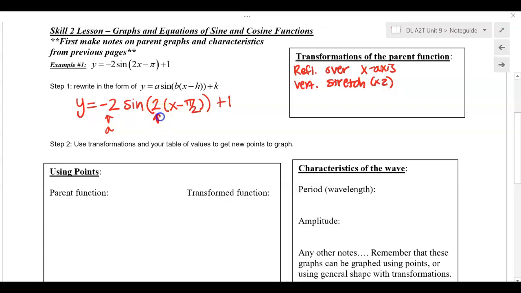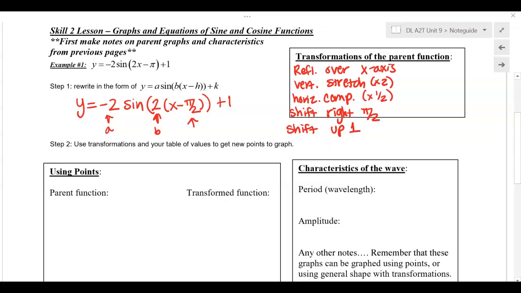The b value of 2 tells me that I have a horizontal, and remember I'm not actually going to use 2, everything's going to get multiplied by 1/2, making them smaller. That means this is actually a horizontal compression by 1/2. My h value is pi over 2, so I'm going to shift right pi over 2. And my k value is 1, so I'm going to shift up 1.